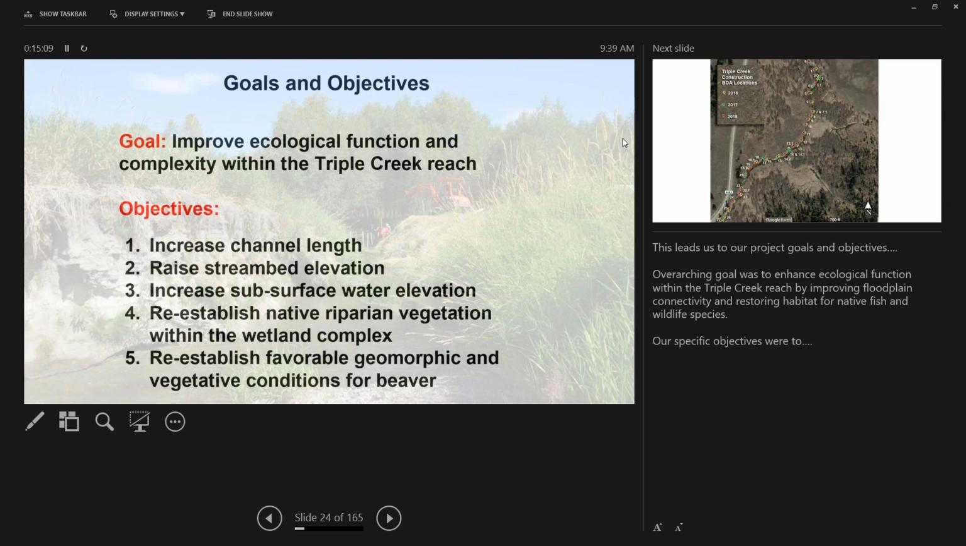So this is where we came in and developed our goals and objectives, put our team together, worked with the landowners. They were really excited about using natural processes and trying to kickstart those natural ecological processes. So our overarching goal is to improve the ecological function and complexity within this reach. We're increasing heterogeneity. Our objectives within that goal, we're hoping to increase the channel length, raise the streambed elevation, and then, like our previous presenters were talking about, raising the groundwater surface elevation. And then we'd like to reestablish native vegetation so that beavers can come back in and long-term maintain the wetland here.